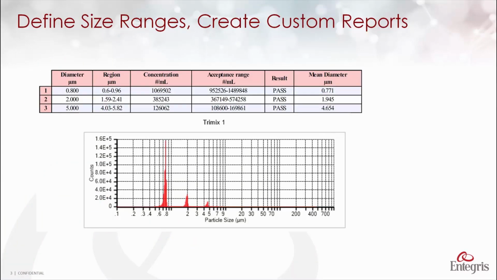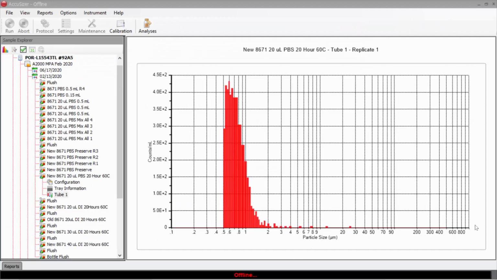We use these analyses regions to create custom reports, such as the one you see here for our trimix standard, where we look at the mean size reported in this column and the concentration over 3 size ranges based on a nominal size of 0.8, 2, and 5 microns.